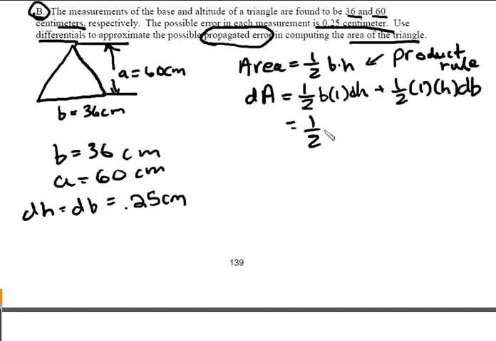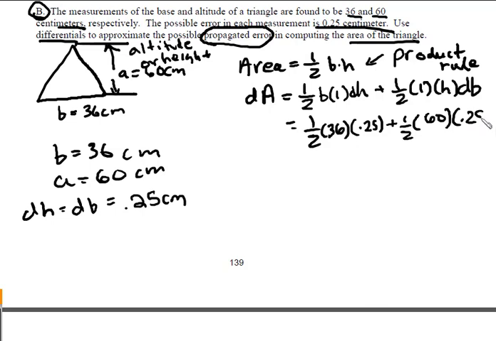So this is a half times 36 times 1 times 0.25, and I'm not even going to write that 1 because I don't think I'm going to have enough room. So I hope you don't mind, just know that that 1 is still there. And then plus a half times 1 times h, which was actually the altitude. Altitude or height, right? It doesn't really matter what we call it, A or H. So this is actually 60 times dB, which is 0.25.